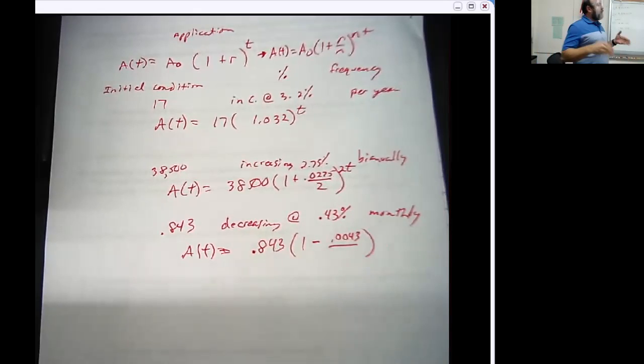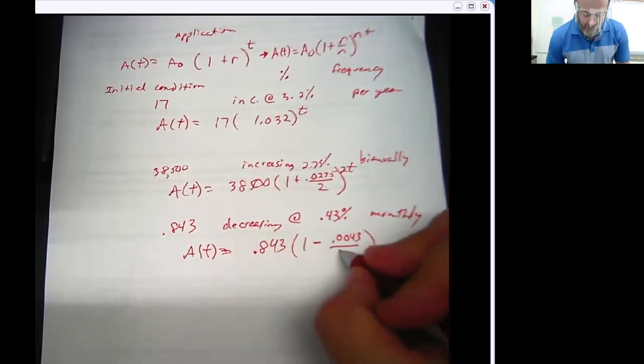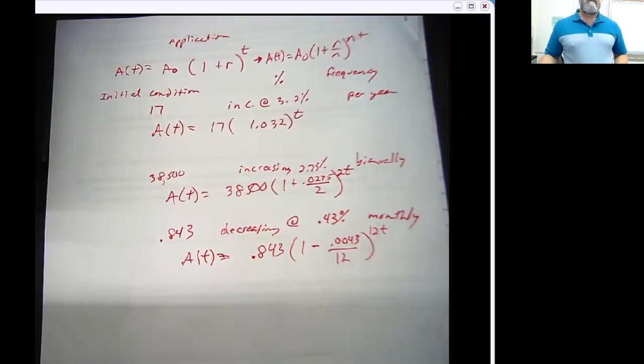Because I didn't say 4.3%. I said 0.43%, which I have to move over 2 places to turn it into a decimal. And that gets divided by 12, and therefore to the 12t power. You guys okay with that?